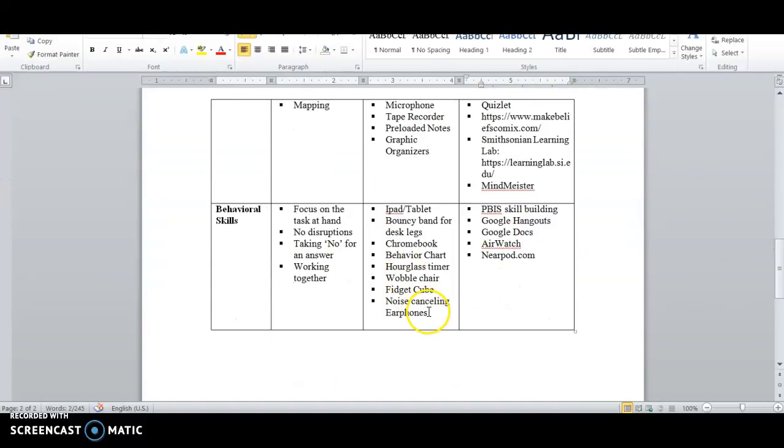For low tech and behavioral skills, I was excited about bouncy bands for the desk leg so that students can bounce on them, so it keeps them in their seat and it gives them that extra motion so that they're not getting distracted. Also, a wobble chair could be used in the same way.